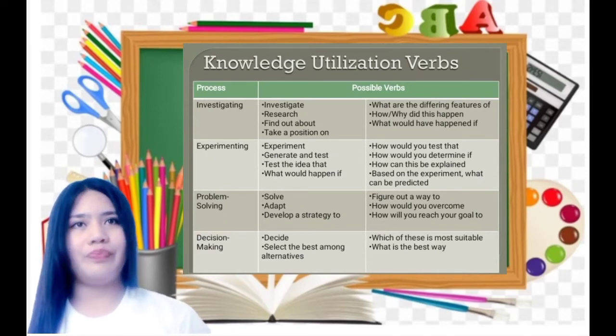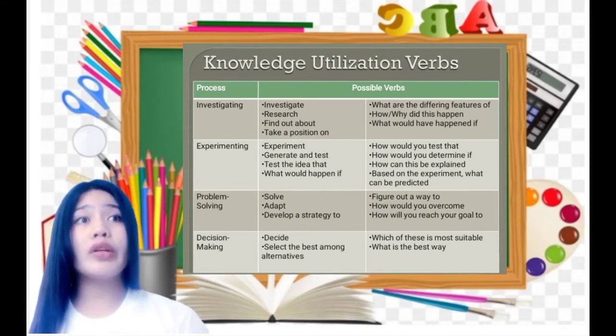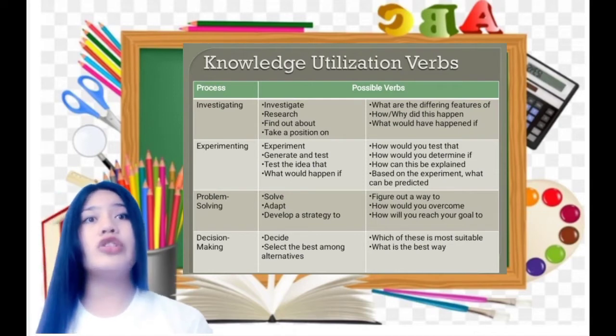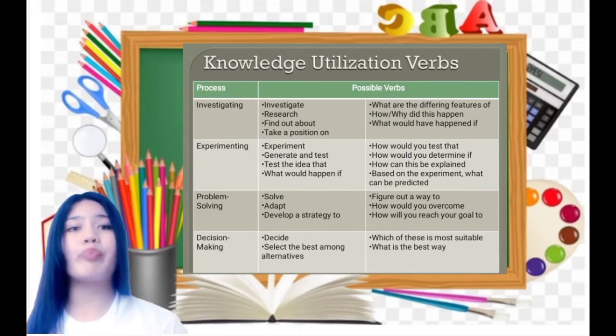First is investigating. It is investigate, research, find out about, take a position on, and also consider this: what are the different features of? How or why did this happen? What would have happened if? So in experimenting: experiment, generate and test. Test the idea that, what would happen if, how would you test that, how would you determine if, how can this be explained, and based on the experiment, what can be predicted.